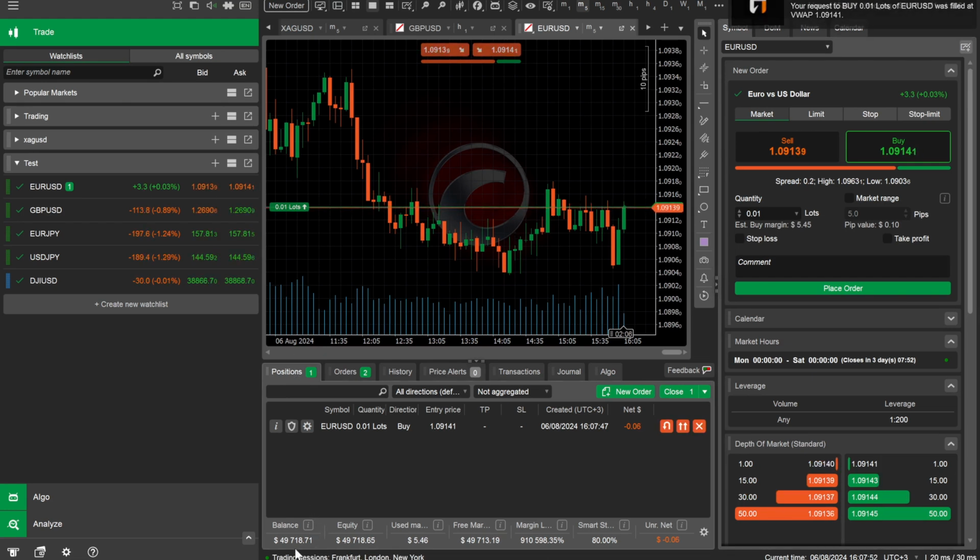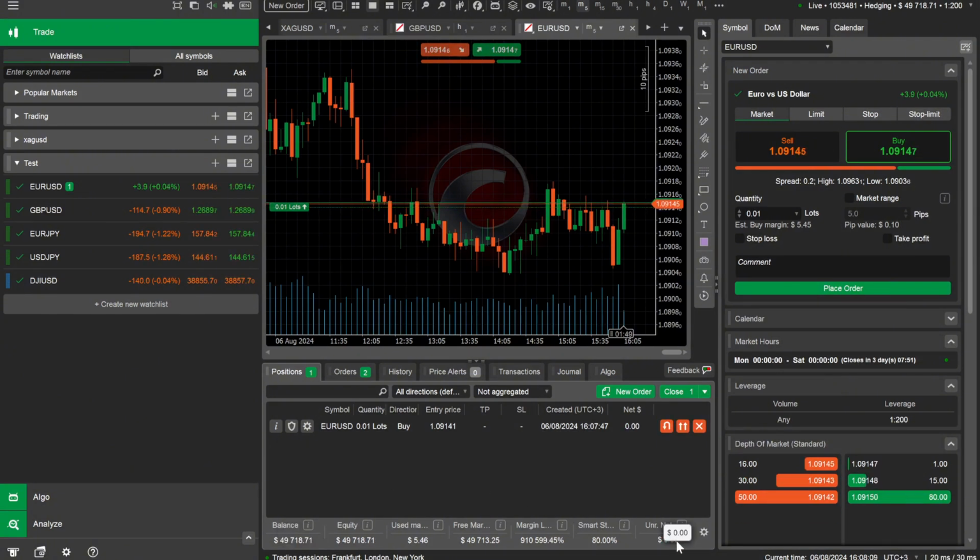Now, what we can see, the equity and free margin modified, and something else appeared here, and that is used margin, okay? The balance will only modify after I close all my running positions, so all the trades. The balance will change only when here is going to stay 0, so no trades open.